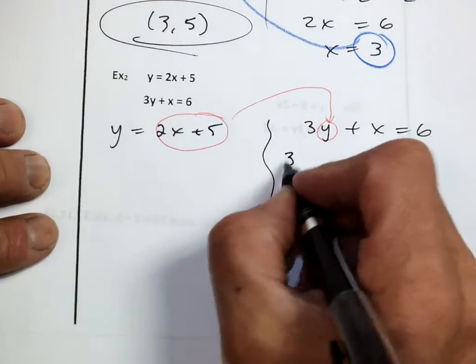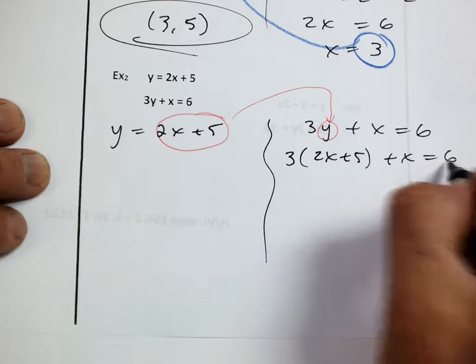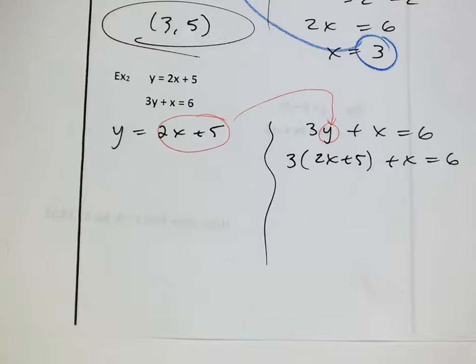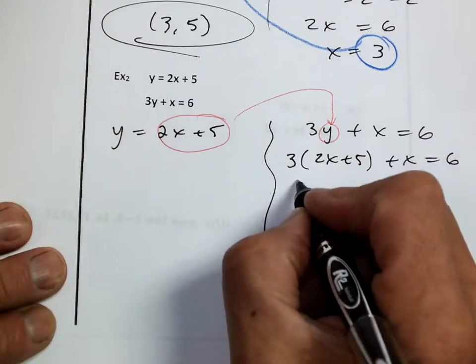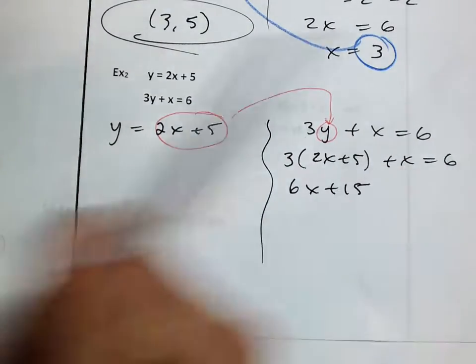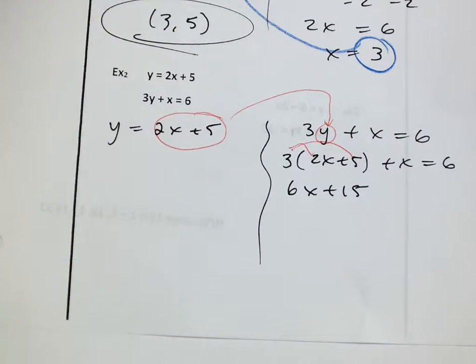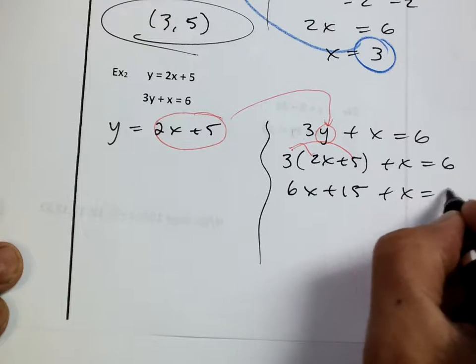Okay, so then I'll go 3, and I'll go 2x plus 5 plus x equals 6. All right, now my second equation is all in terms of x. So solving for x is pretty easy, right? So I'm going to have a 6x plus 15. Now remember, I have to distribute because I'm solving this times this times this, plus an x equals 6.